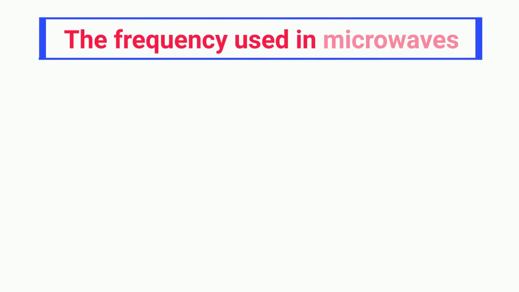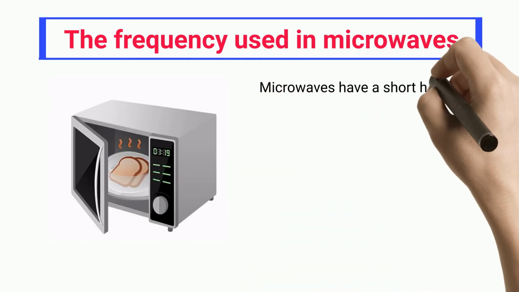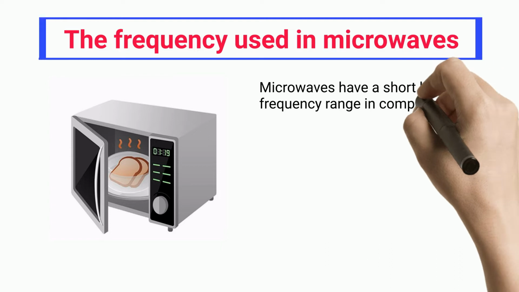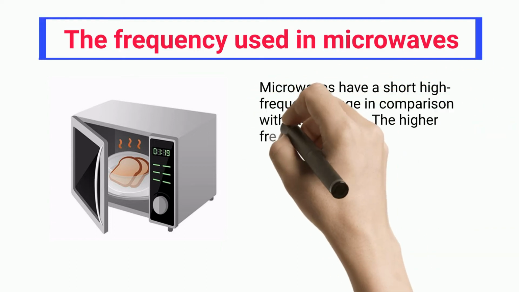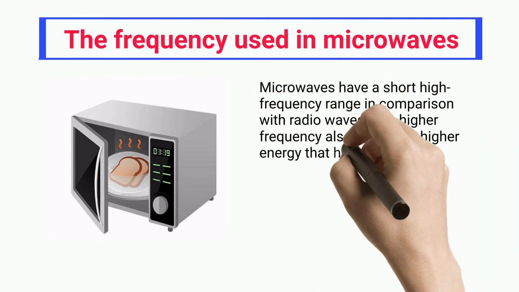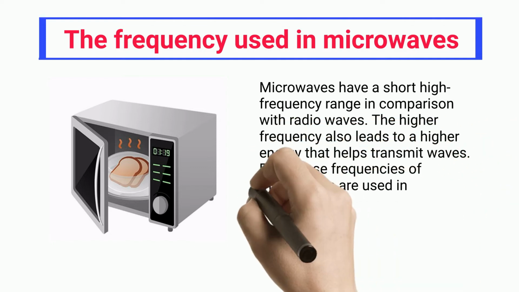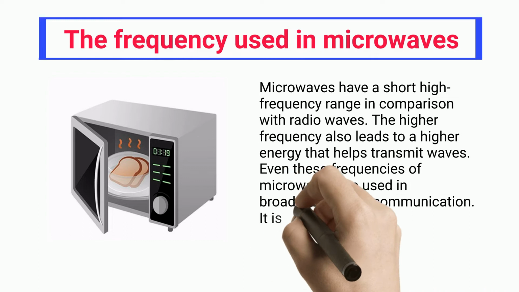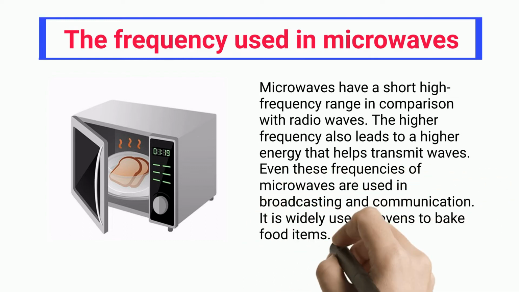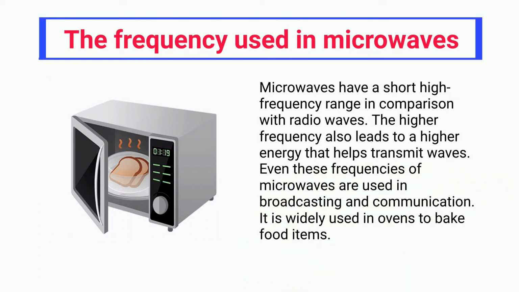The frequency used in microwaves. Microwaves have a short wavelength and high frequency range in comparison with radio waves. The higher frequency also leads to higher energy that helps transmit waves. These frequencies of microwaves are used in broadcasting and communication. They are widely used in ovens to bake food items.